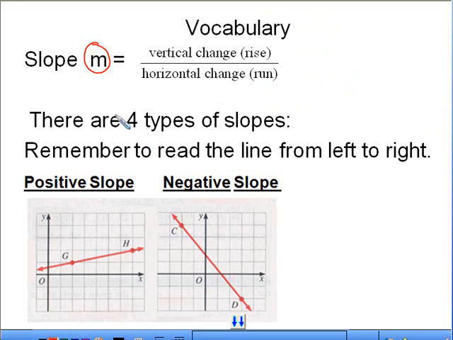Now, there are 4 types of slope. There's positive slope and negative slope. How do you know if it's positive slope? Read the line from left to right, the same way we read a book. Going from left to right here, the line goes up, so it's positive. Over here, going from left to right, the line goes down, so it's negative.